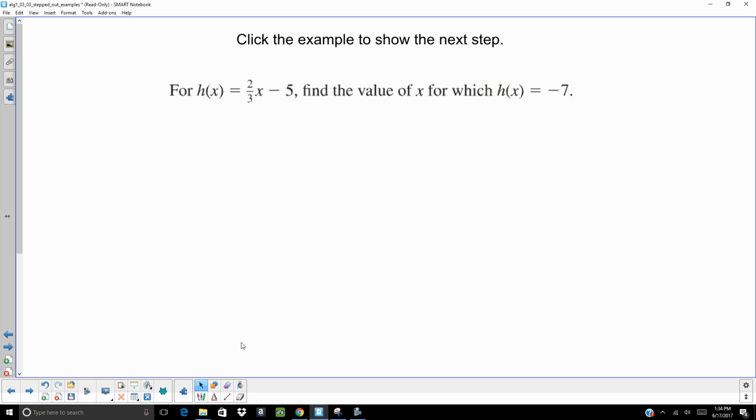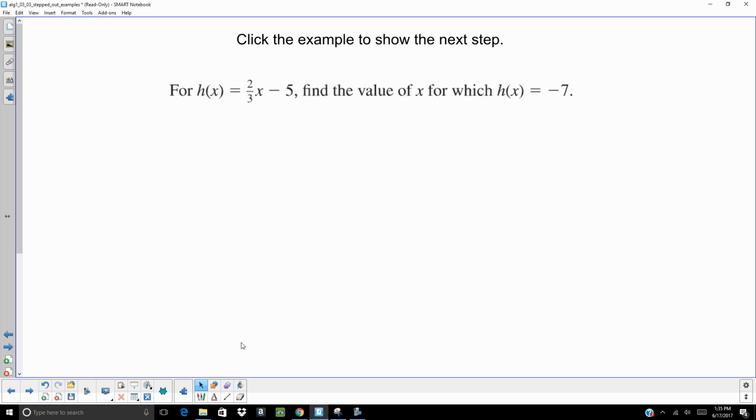All right, on this one, they're giving us h of x. Sometimes they use h instead of f. It doesn't really mean anything. H of x, just as a different way of showing function notation. Sometimes you see g, sometimes you might even see k. It's all a fancy way of saying y. Does not mean h times x.